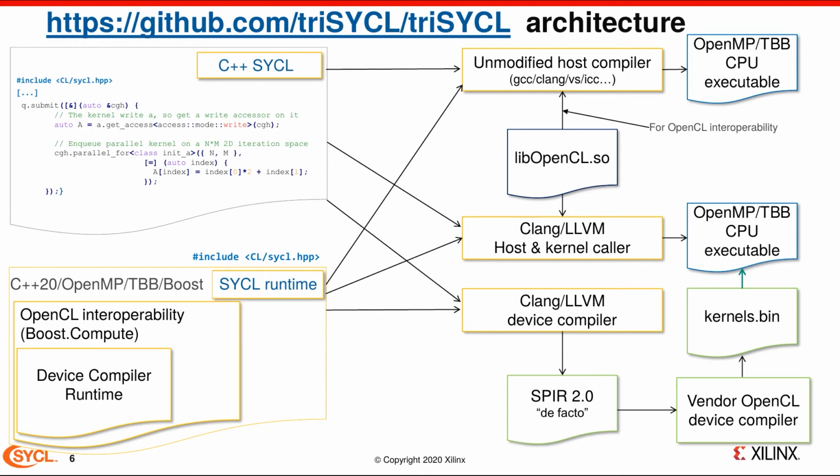More interesting is that when you want to target a device, then you need the Clang LLVM device compiler from triSYCL that will extract, for example, the kernel part of the program, and will generate some LLVM IR with some decoration. That's what we call the SPIR-V de facto. And from that, you can target your OpenCL-like device compiler backend that will generate some kernel binaries.